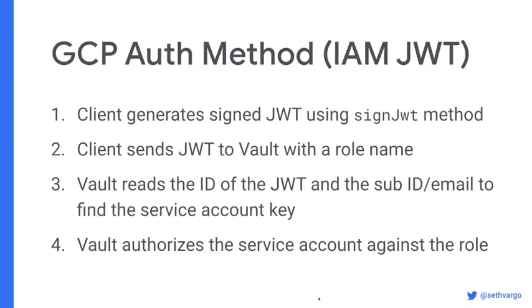Vault then reads the ID of that JWT token and the sub ID and the metadata to find the associated service account, validates that the service account is permitted, and assuming all of that is successful, Vault will authorize the service account against the role. You'll get back a Vault token, and you'll be able to interact with Vault given the policies that were assigned to the service account. And this is pretty straightforward.